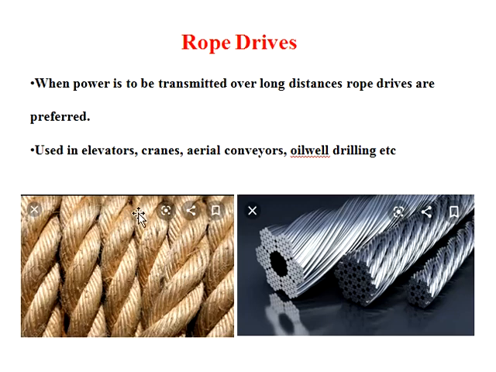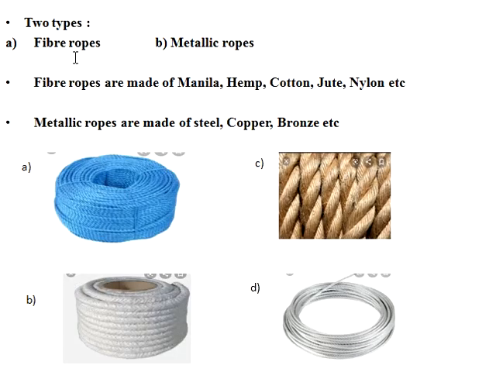Here in the figure you can see two different types of rope drives. The first figure shows non-metallic or fiber ropes, and the second shows metallic ropes. So the two types are fiber ropes and metallic ropes. Fiber ropes are made of materials like manila, hemp, cotton, jute, nylon, etc. Here the first three figures, A, B, C, represent fiber ropes, whereas metallic ropes are made of materials like steel, copper, bronze, etc. Figure number 4 indicates one metallic rope.